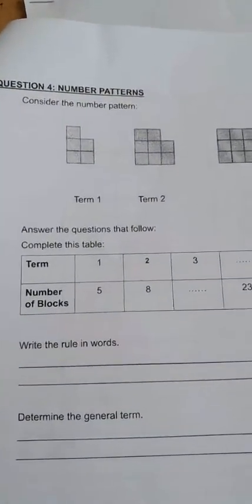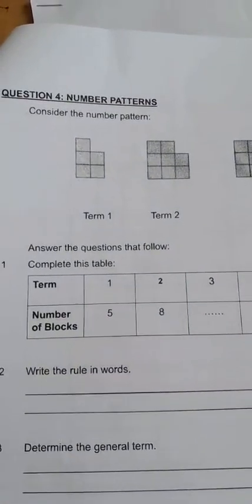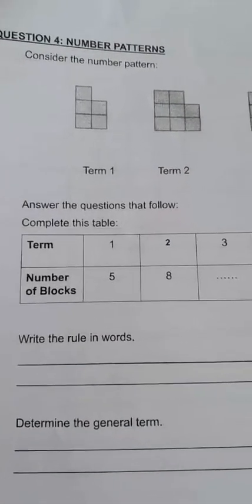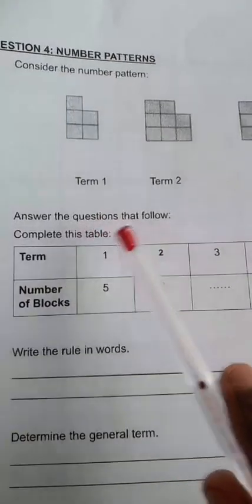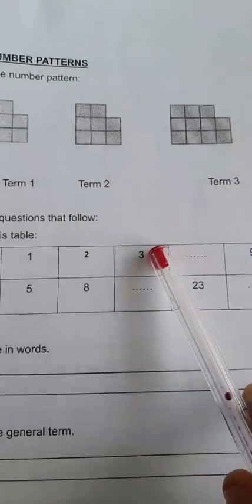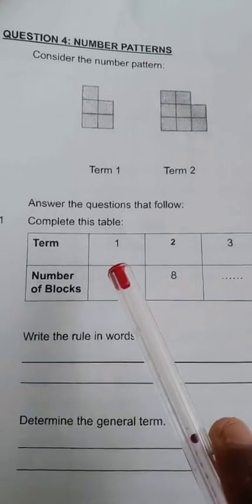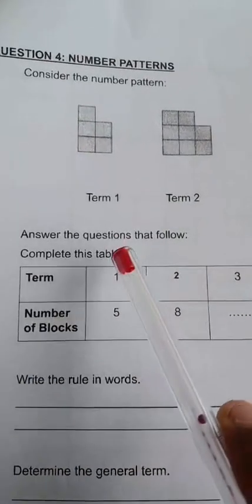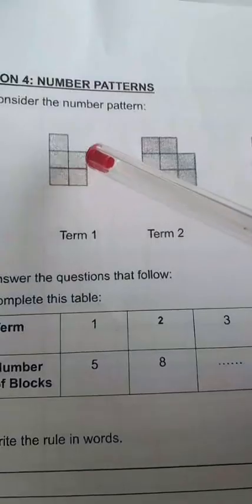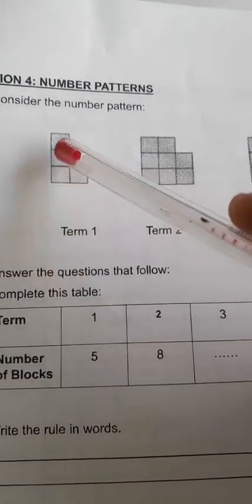Question 4, number patterns. Here we are. Term 1, consider the number pattern. Term 1, term 2, term 3. Answer the questions that follow. What is happening? Number of blocks. Term 1, how many blocks do we have? Do we have 5? Yes. 1, 2, 3, 4, 5.